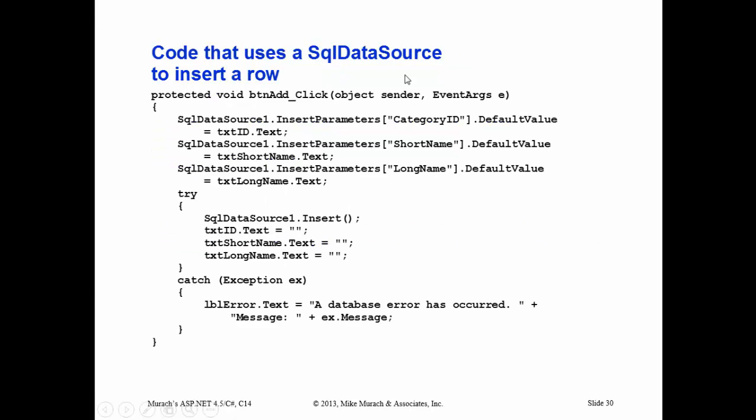So here's an example of code to insert a row. We might specify a parameter for each of, in this case, the category ID, the short name, the long name. And it looks like what we're doing is taking the default value. So this assumes that there is a default value specified in SQL Server. We set those up to the default value, and we try to insert it. Then we clear them out from the text boxes that the user would have put in.